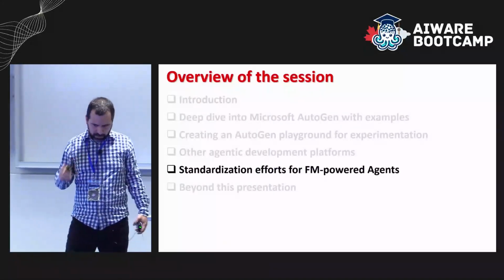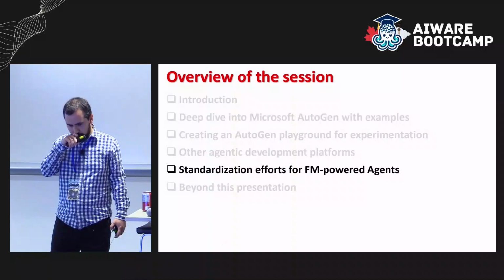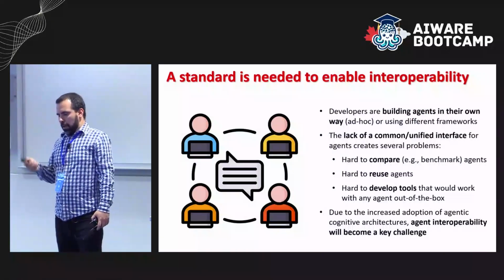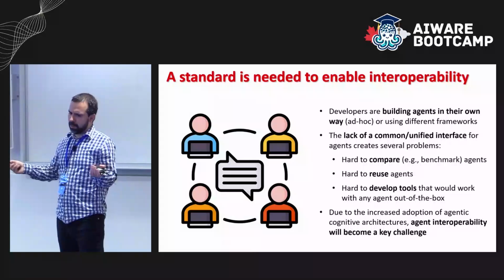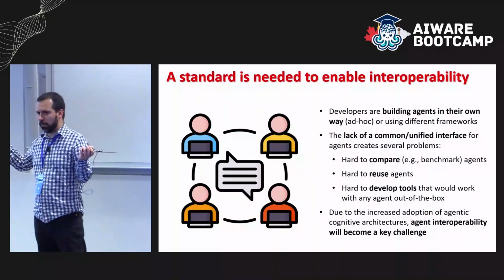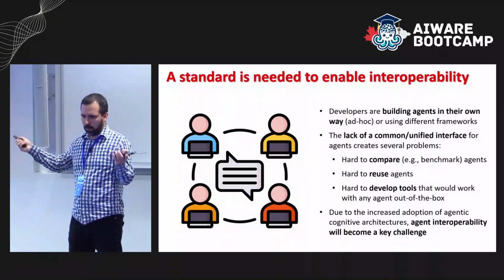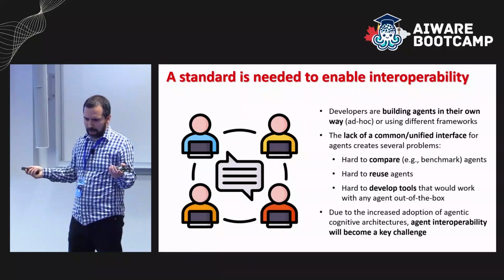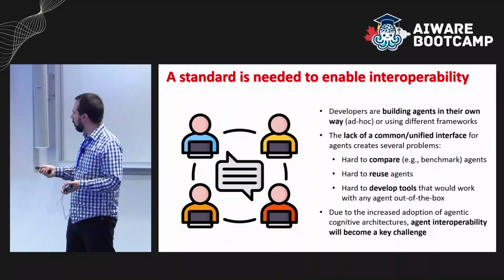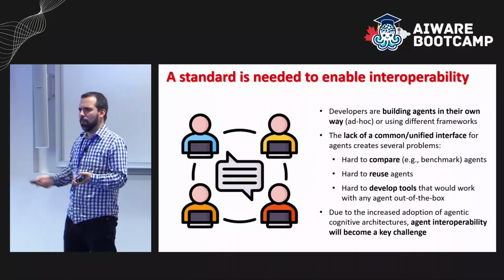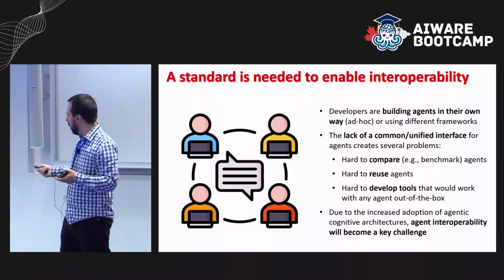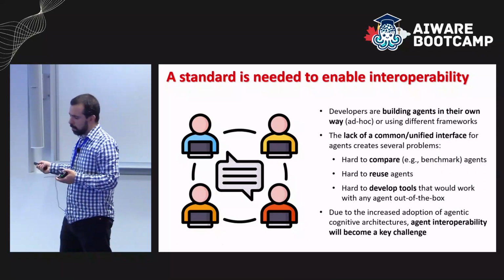So I just want to finish this talk by saying a few words about standardization, right? Now it's a little bit better, I guess, but still people are building their agents using different tools, different frameworks, and then it's really hard to compare agents to one another. It's hard to reuse agents. Maybe you have an agent in Autogen, I have an agent in LangGraph, right? It's hard to develop, and this, I think, is a key problem.